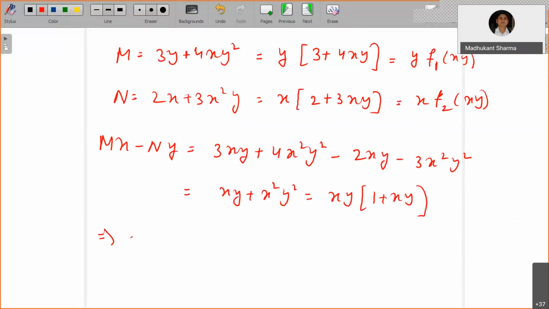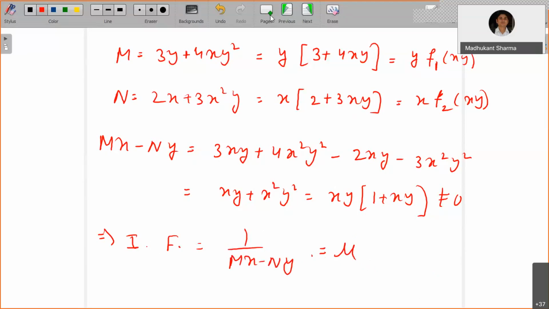So this is certainly non-zero. Non-zero means you can consider a domain where it remains non-zero. Whenever x and y are non-zero, you can consider that domain, where it will never vanish. So the integrating factor is equal to 1 upon Mx minus Ny, which you can simply verify. This is your mu, and then you can solve the resulting new equation as you have done for the previous case.